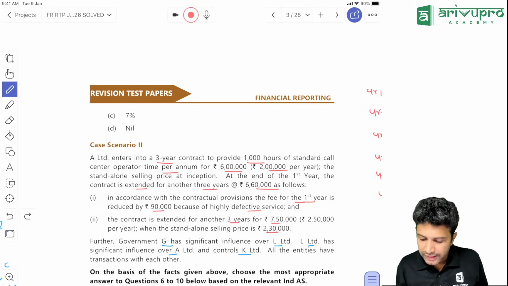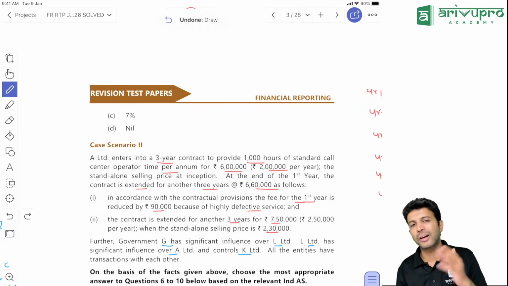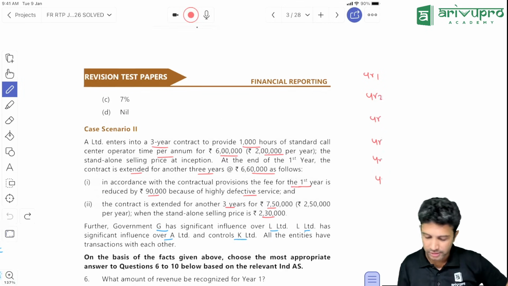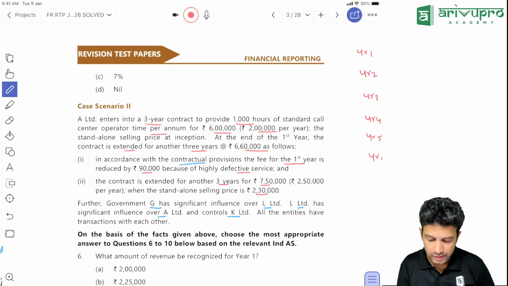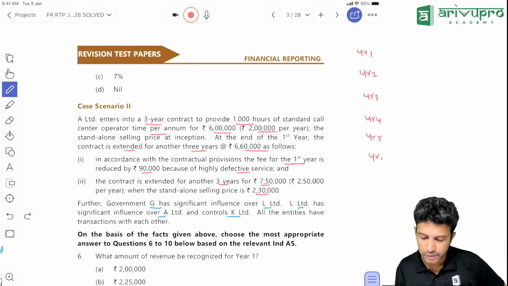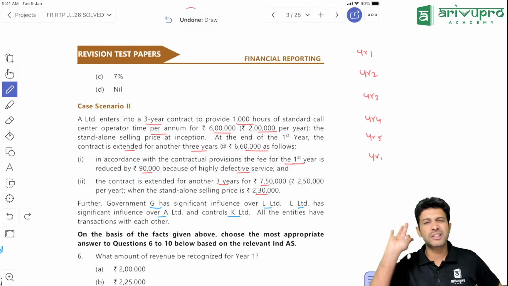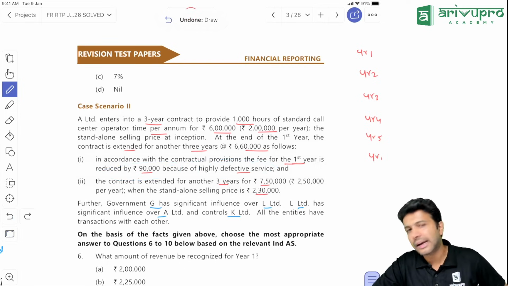Standalone, yeah. At the end of first year, the contract is extended for another 3 years. After 1 year over, we thought we'll extend it for another 3 years. In accordance with some terms that have been agreed upon, in accordance with the contractual provision, the fee in first year is reduced by 90 due to some defective service. First year we did not give the right kind of service.